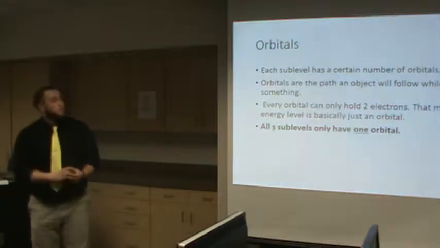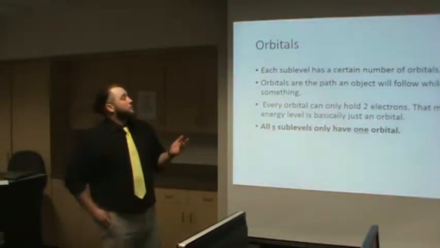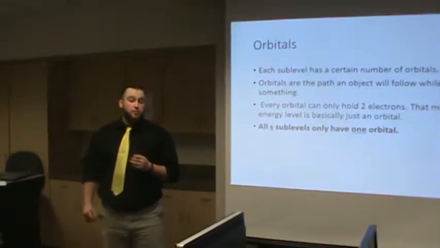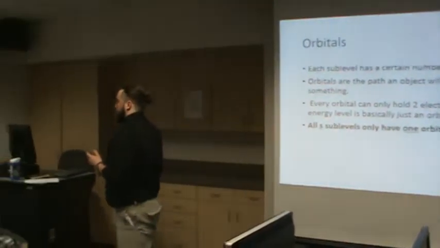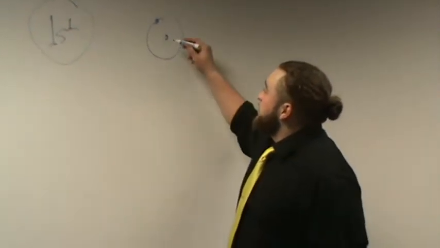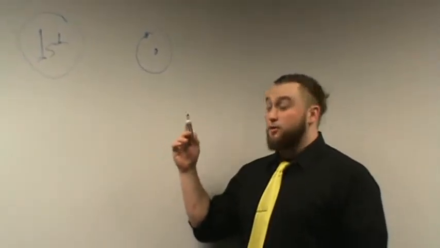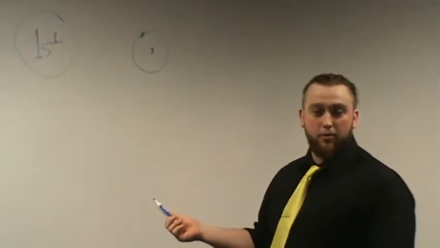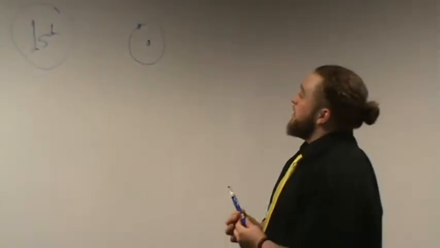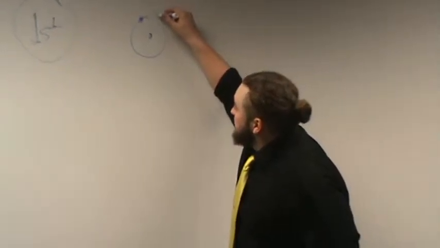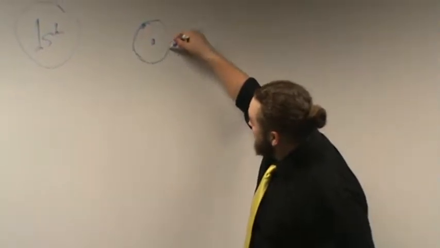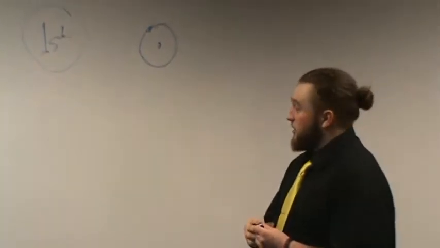Okay. So each sublevel can contain a certain amount of orbitals. And what an orbital is, is the path an object is following while it is in orbit around something. So the center of an atom weighs more than the electrons, so the electrons will orbit it just like how the moon orbits the Earth. And all an orbital is this line right here.